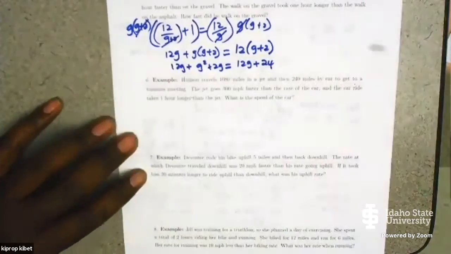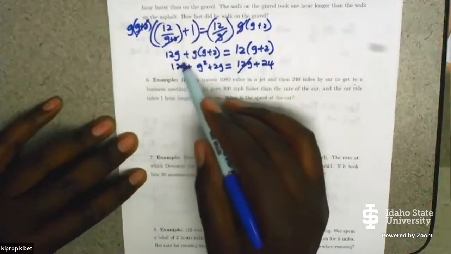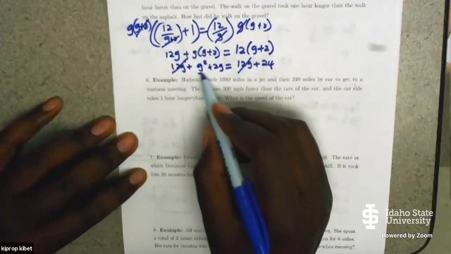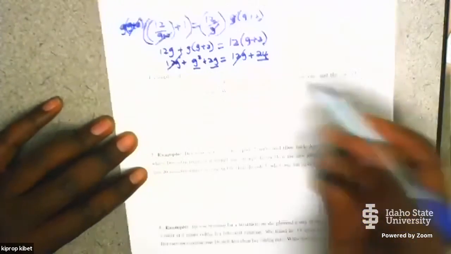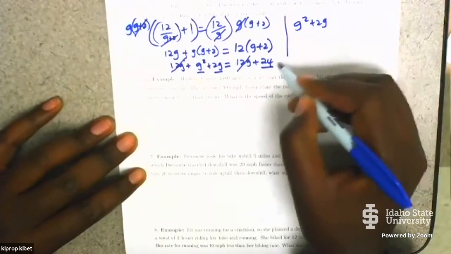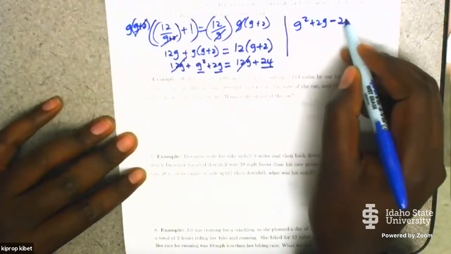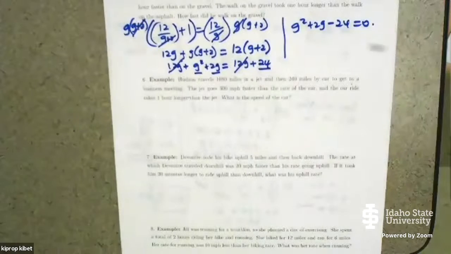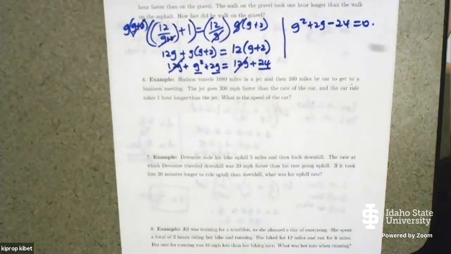So collect the like terms. Definitely this one and that will cancel. So you remain with this, and 24. So we have G squared plus 2G. Now you bring the 24 to the other side: minus 24 equals 0. So you now form a quadratic equation.